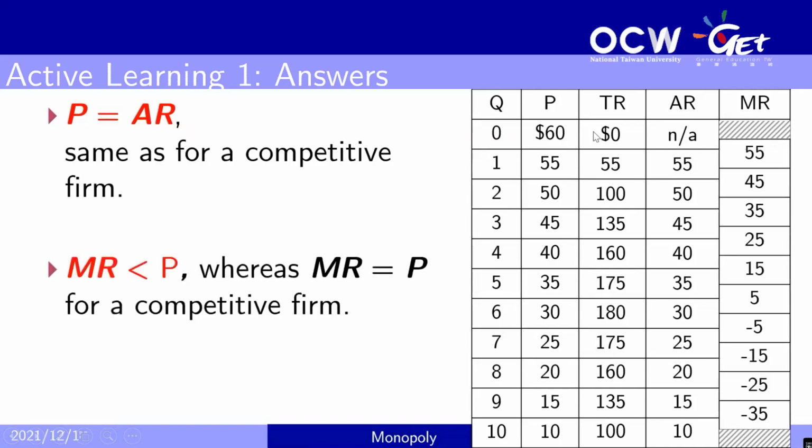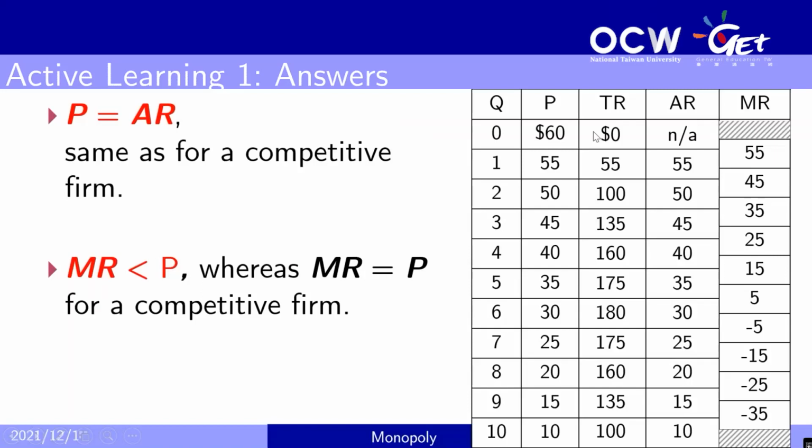But if you look at marginal revenue, going from 0 to 1, total revenue increases from 0 to 55, so marginal revenue is 55. Then going from 55 to 100, when quantity increases from 1 to 2, marginal revenue is only 45. And when you go from quantity 2 to quantity 3, total revenue increases from 100 to 135, so marginal revenue is only 35, and so on. As you go down, you could see that marginal revenue could even be negative.